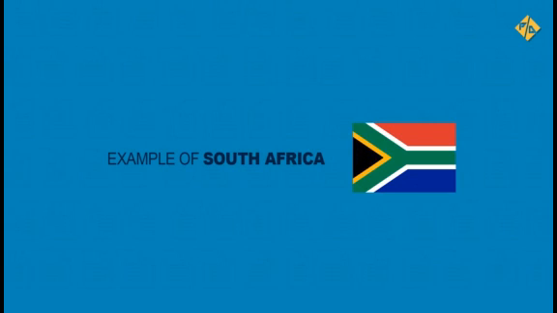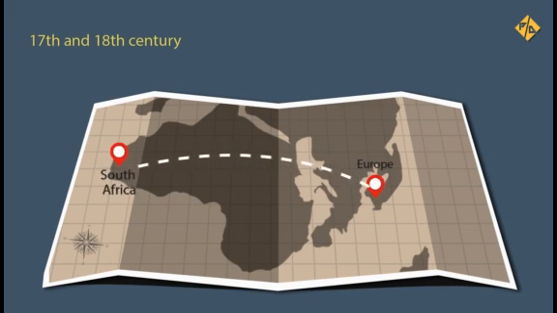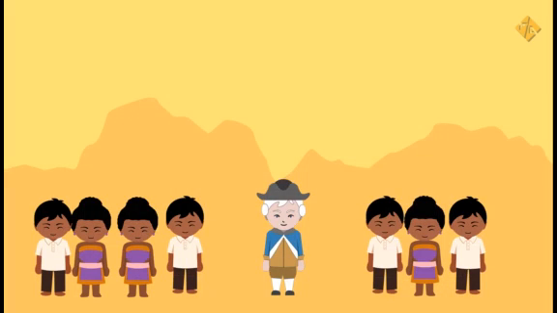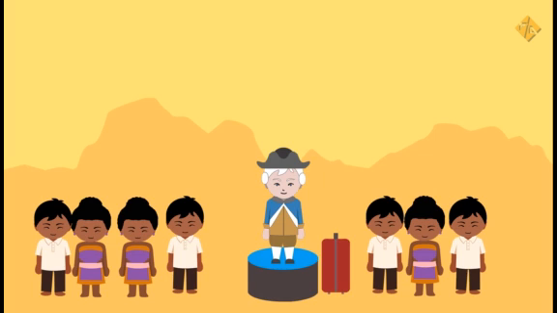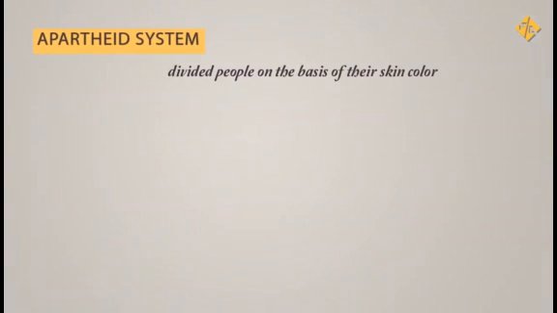Let us understand this with an example of South Africa. During the 17th and the 18th century, trading companies from Europe traveled to South Africa and occupied it with arms and force. Whites settled in South Africa and became local rulers. They started a new rule known as the apartheid system, a system of racial discrimination. The apartheid system divided people on the basis of their skin color.